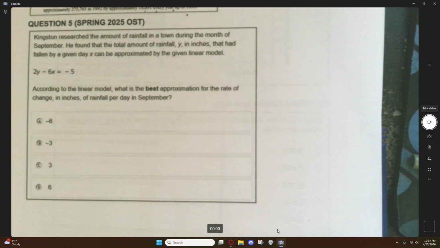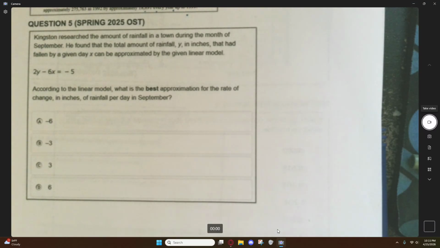Kingston researched the amount of rainfall in the town during the month of September. He found that the total amount of rainfall Y in inches that had fallen by a given day X could be approximated by the given linear model. According to the linear model, what is the best approximation for the rate of change in inches of rainfall per day in September? So what this is asking you to do is to figure out what the slope is.